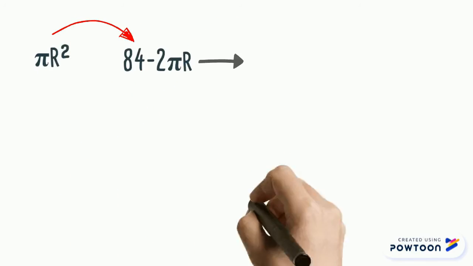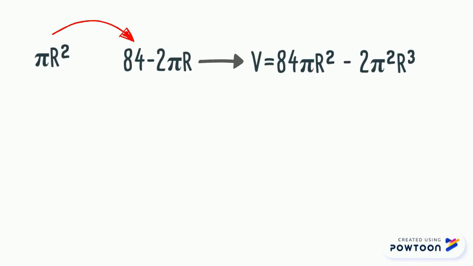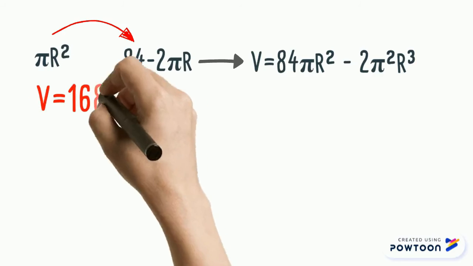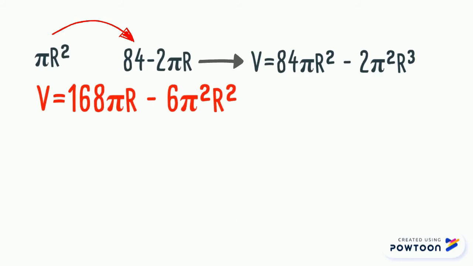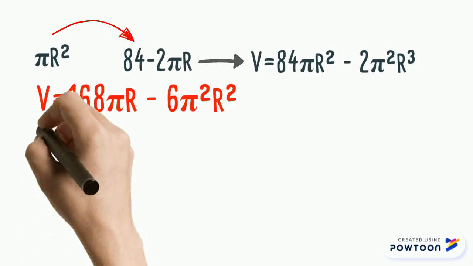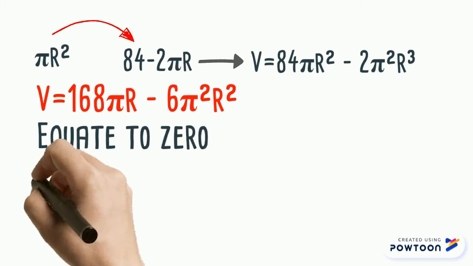So first, we need to distribute pi r squared to 84 minus 2 pi r. This will give us volume is equal to 84 pi r squared minus 2 pi squared r cubed. After that, we differentiate this equation, giving us volume prime is equal to 168 pi r minus 6 pi squared r squared. Next, we equate it to 0 and factor the equation.